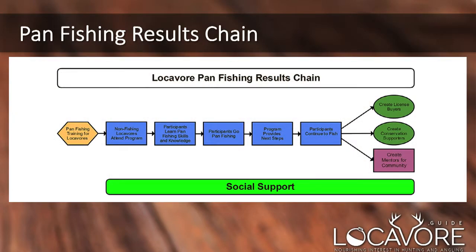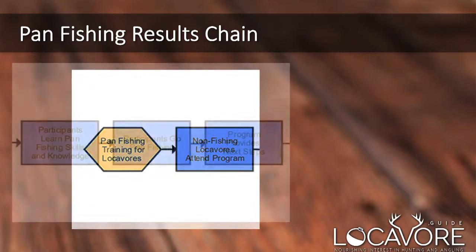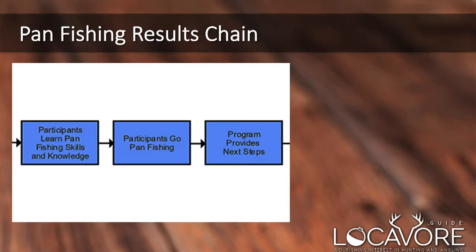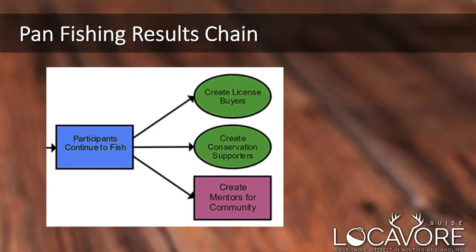Now let's look at a panfishing results chain. First, you start with non-angling participants, and those participants then attend the program. They learn panfish skills and knowledge. They go on a group panfishing trip, and the program provides them more information if they want to grow in their fishing experience. Ultimately, those people continue to fish. They become license holders, they're interested in conservation, and maybe if you're lucky, they even become mentors for people in their family or even come back to your program.